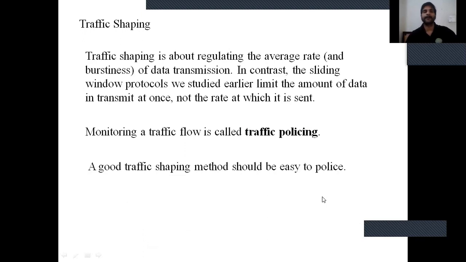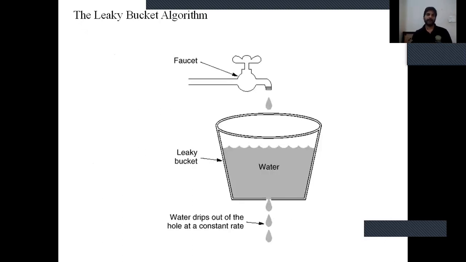So traffic shaping is about regulating the average rate and burstiness of data transmission. In contrast, the sliding window protocol we studied earlier limits the amount of data transmitted at once, not the rate. So for monitoring of traffic flow, all traffic policies and good traffic shaping methods should be easy to police. For example, the leaky bucket algorithm is used for congestion control.